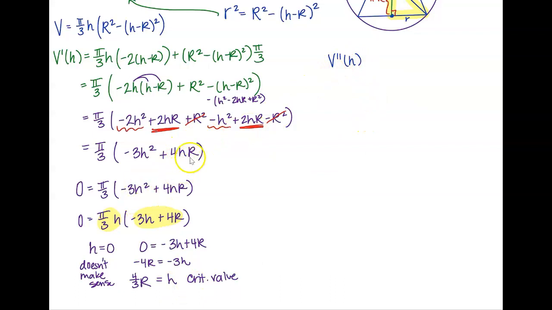So the second derivative, let's use the most simplified version we got to, which would be right here, right? So let's see. Actually, I'm going to put V prime of h. I'm going to write this as negative 3 pi h squared plus 4/3 pi hR. So what's happening right here is I just thought about distributing this pi over 3 in for a second into V prime so that the 3's would cancel. I get negative, oh actually the 3's would cancel, sorry about that. So it'd just be negative pi.